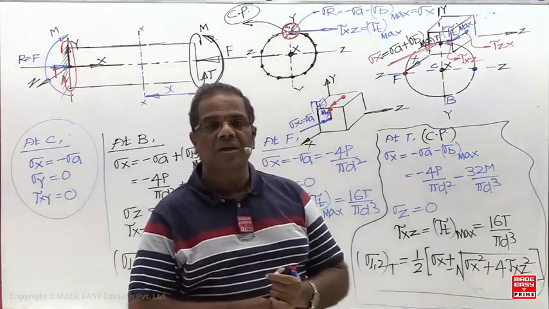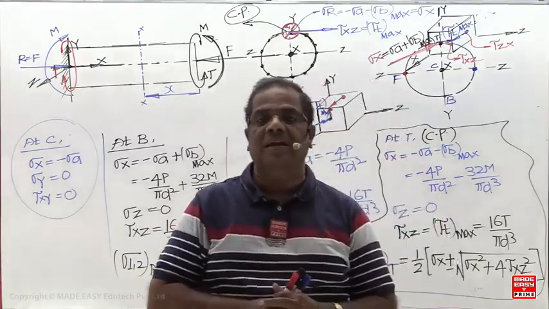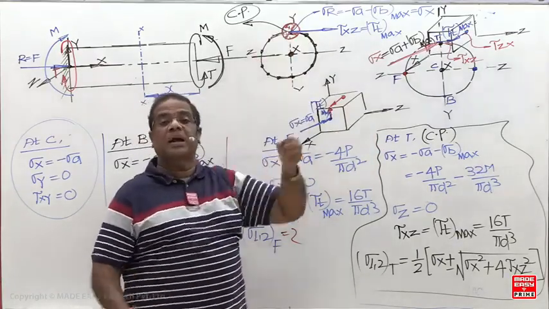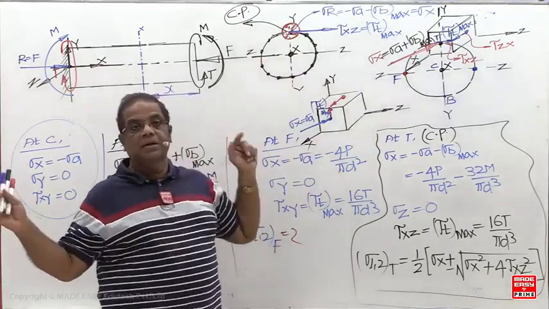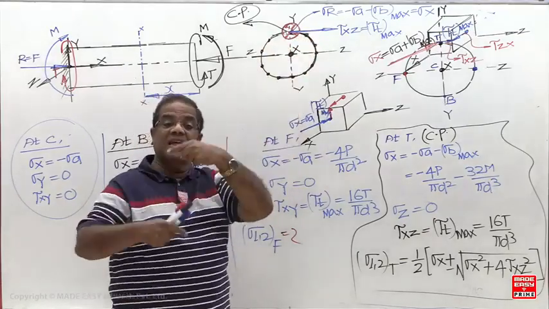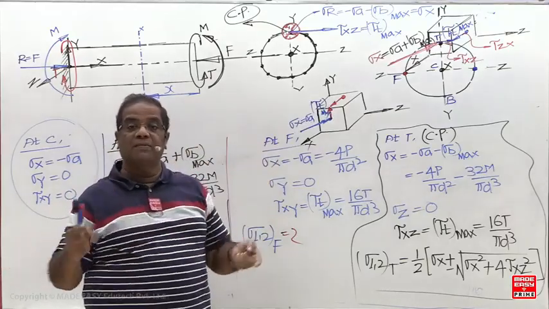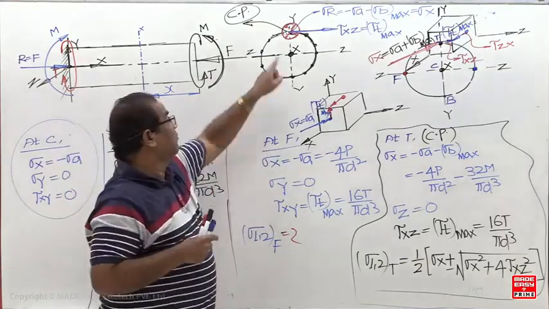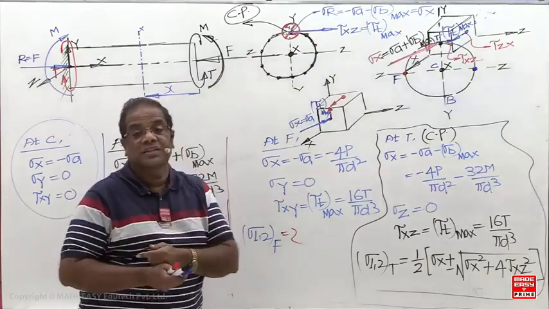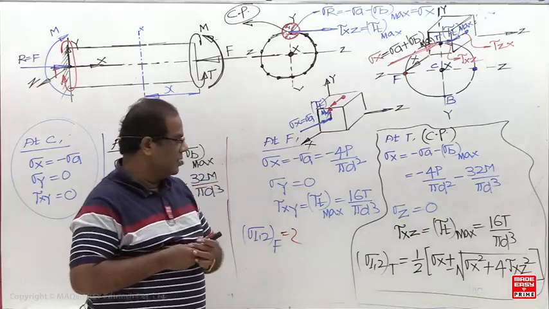Next combination: axial load and twisting acting. Which one is the critical point? Any point on the periphery is critical because axial stress everywhere is the same. Torsional shear is maximum at any point on the periphery. When axial load and twisting are acting, any point on the periphery is critical. But when axial load and bending are acting, it is either top or bottom.